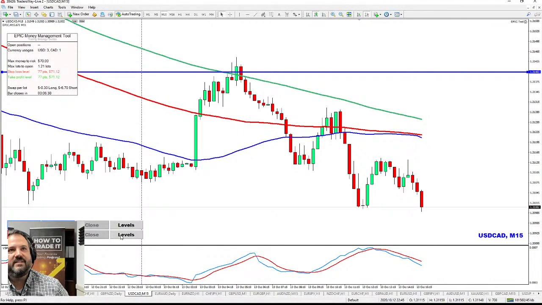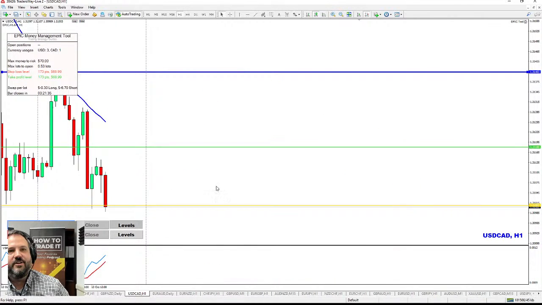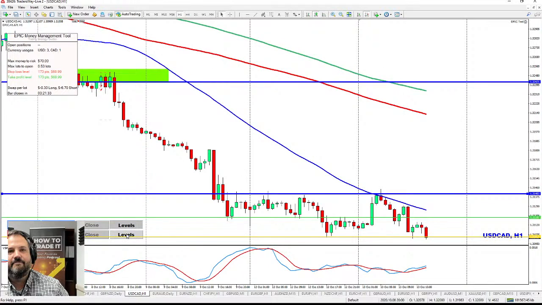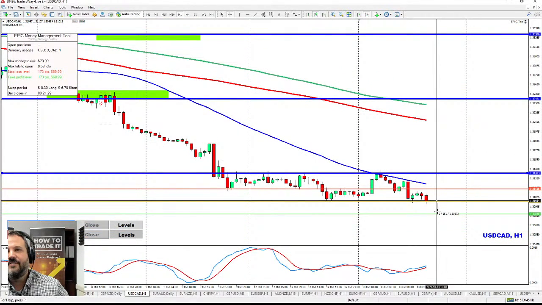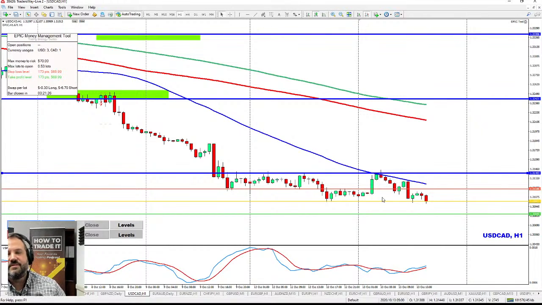So what would this be, a sell? What would the target be here? The target on the downside here is about 17 pips. Pretty close if you wanted to try to take that one.